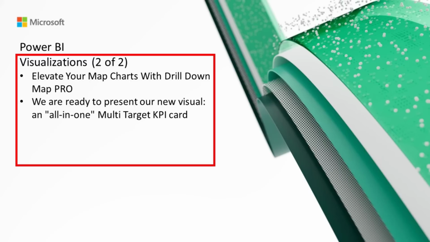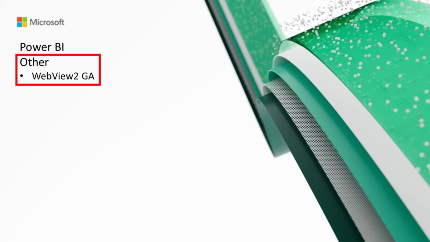Updated visuals for this month are Drill Down Map Pro and Multi-Target KPI Card. In the Other section, you'll find that Web View 2 is now GA. And that wraps up our updates for this month.